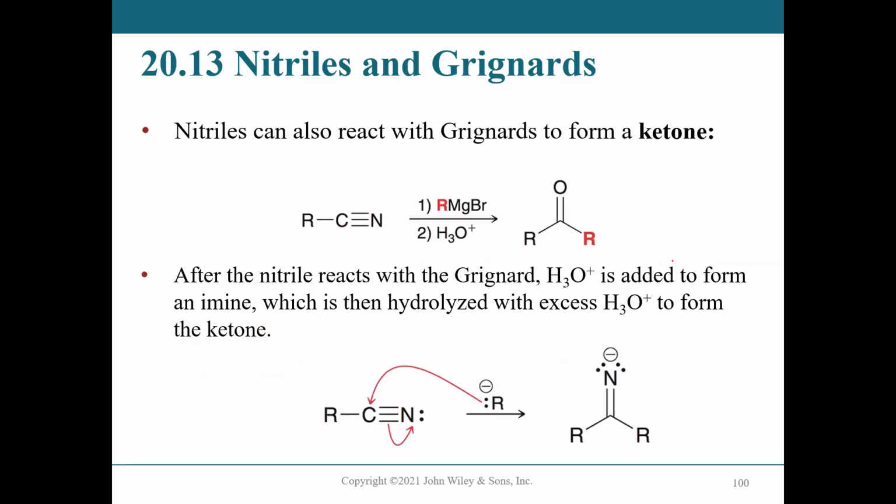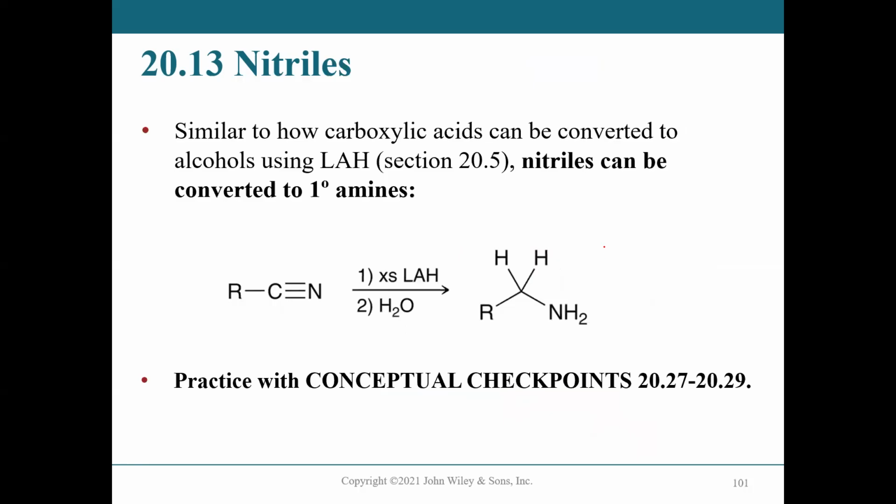Nitriles can also react with Grignards to form a ketone. So after the nitrile reacts with the Grignard, an acid is added to form an imine, which is then hydrolyzed with excess H3O plus to form the ketone. So this is similar to how carboxylic acids can be converted to alcohols using lithium aluminum hydride. Nitriles can be converted to primary amines.